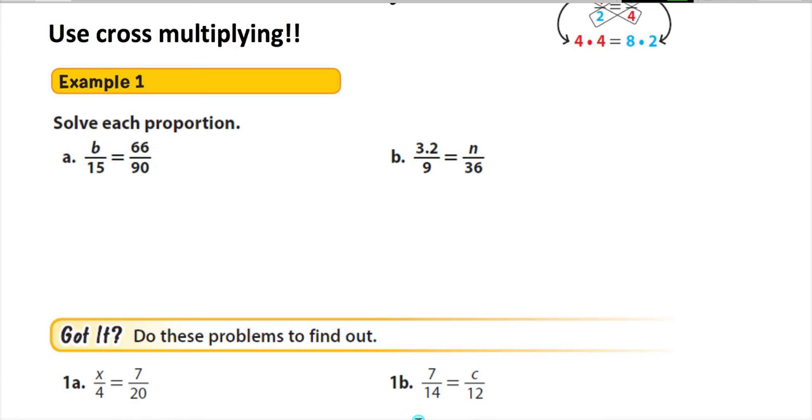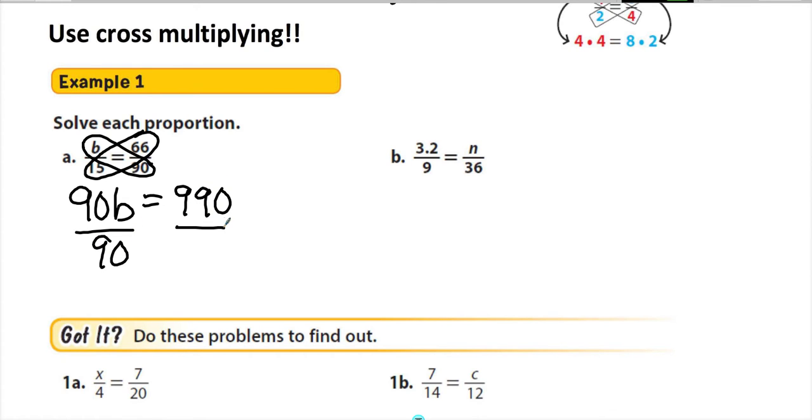All right, so let's take a look. So here at the beginning, let's circle them, and then once we get going, you'll be fine. So we're going to take 90 times b, that's 90b. 15 times 66, so go ahead and type that in. 15 times 66, that's 990. Okay, you're going to divide that by 90. Remember, we always divide by the coefficient, which is that number in front of the variable. We've practiced that several times in the last unit. You always divide by what's in front there. And that's going to give us 11, and that's the answer.